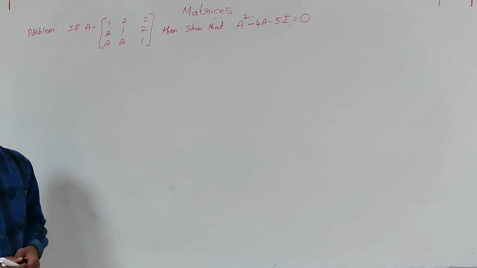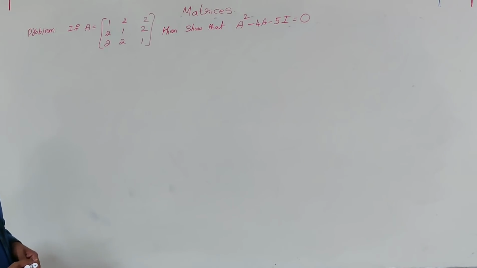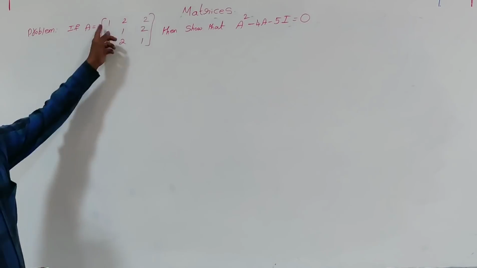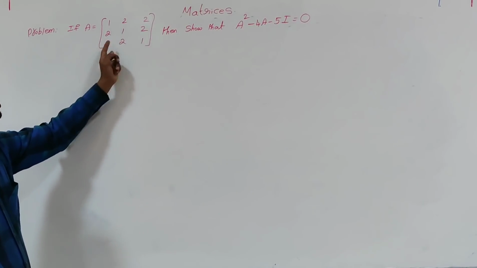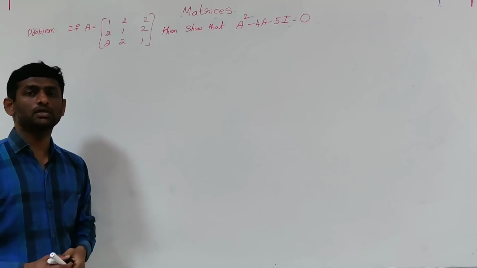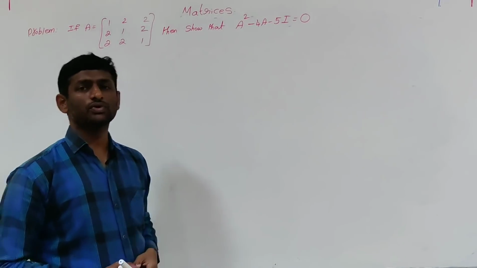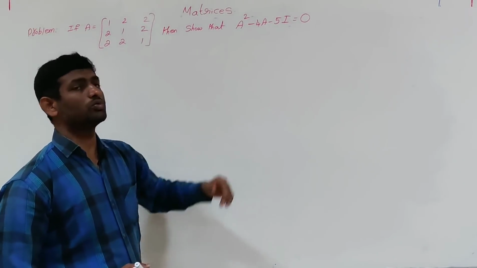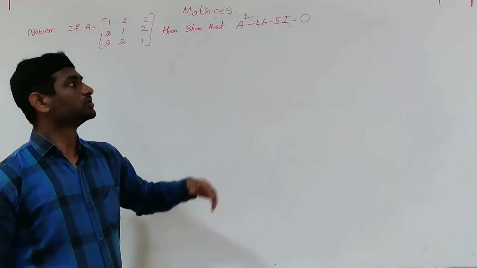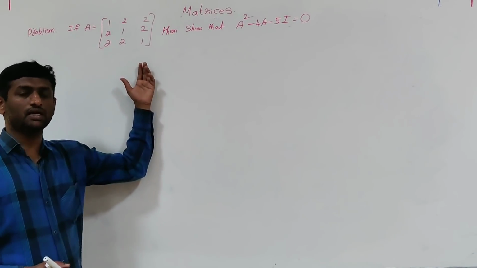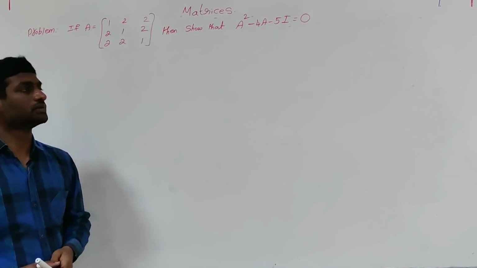If A is equal to a matrix of size 3 by 3: 1, 2, 2, 2, 1, 2, 2, 2, 1, the question asks to show that A square minus 4A minus 5I is equal to O. O means the 0 matrix. So let us take the left hand side and prove that it is a 0 matrix.